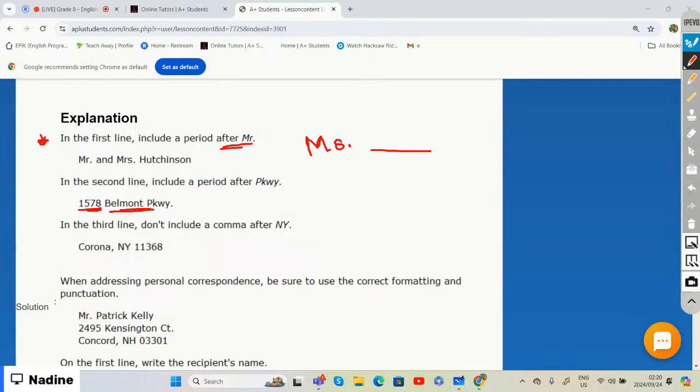And then on the third line, they say do not include a comma after NY. Here we have our city capitalized. We have our state that is abbreviated. And then we have our zip code, and that is on the third line.